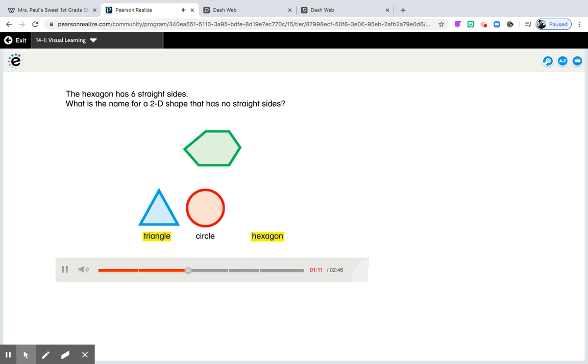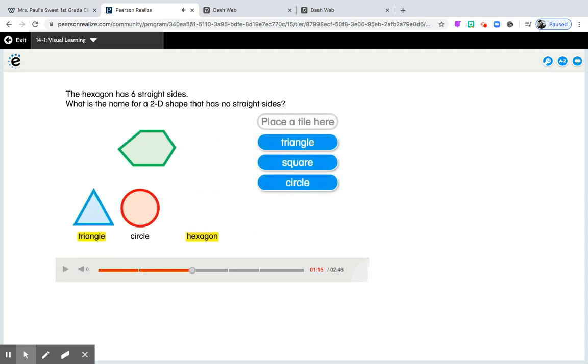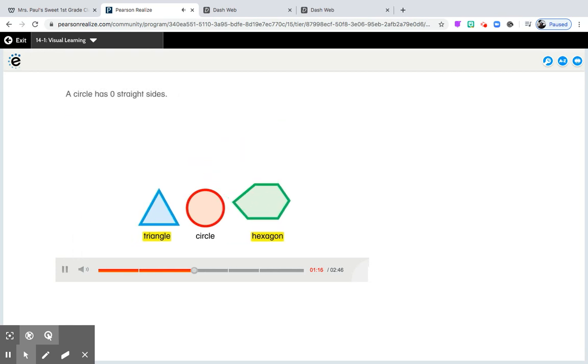What is the name for a 2D shape that has no straight sides? Select your answer. What do you think? Circle. A circle has 0 straight sides.